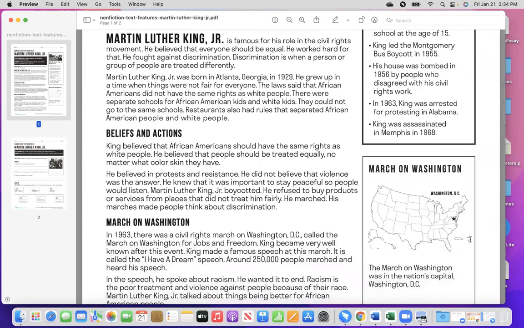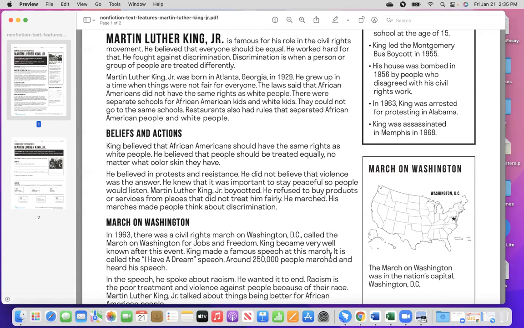Martin Luther King Jr. is famous for his role in the civil rights movement. Civil rights movement. He believed that everyone should be equal. He worked hard for that. He fought against discrimination. Discrimination is when a person or a group of people are treated differently. Martin Luther King Jr. was born in Atlanta, Georgia in 1929. He grew up in a time when things were not fair for everyone.